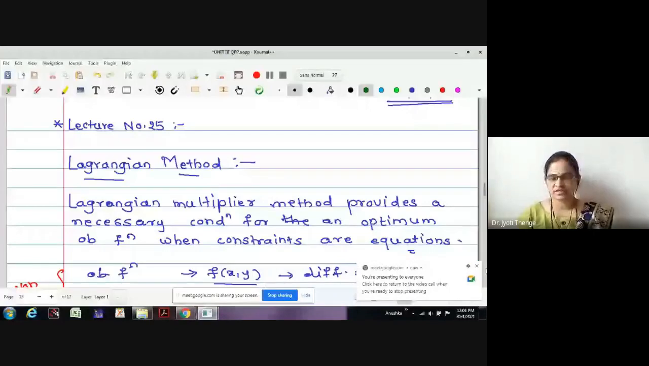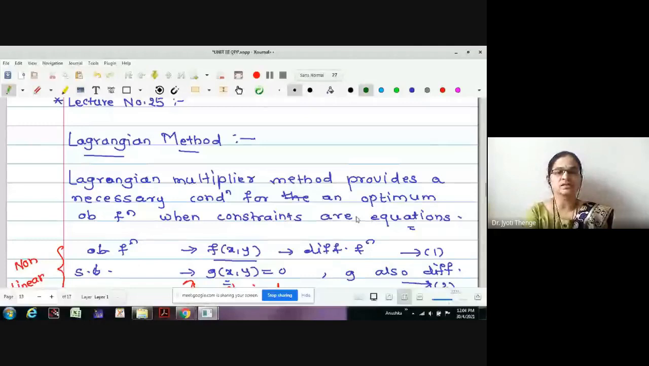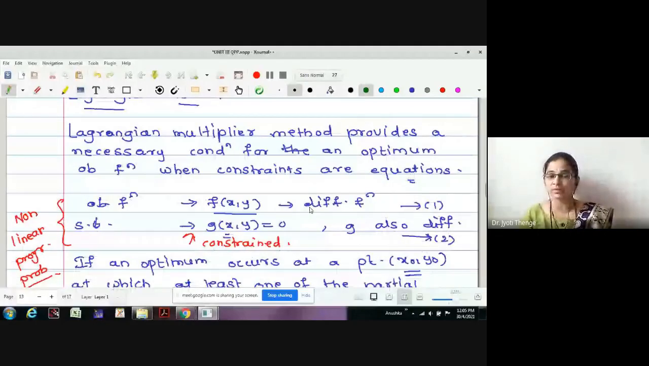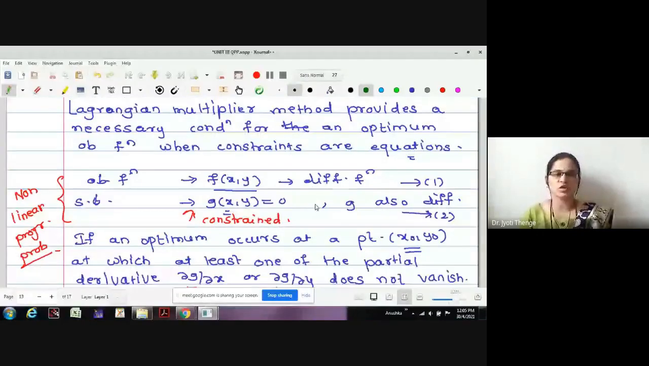In the last lecture, we studied a method called the Lagrangian method of multipliers, which is used to solve a non-linear programming problem. Instead of "to solve," I can say it will provide us the necessary conditions for finding the optimum of the given objective function. This method was mainly used for the nonlinear programming problem, where the quadratic programming problem is a special case of the nonlinear programming problem.